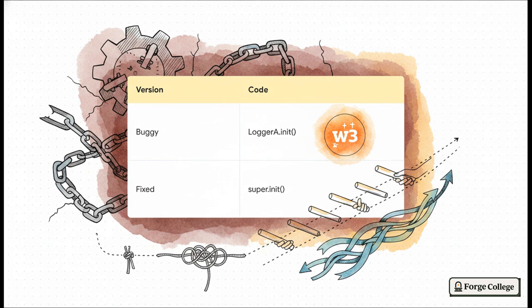Now look at our elegant fix, super.init. By using super, we are dynamically delegating the call to whoever happens to be next in line. We aren't naming names. We are just trusting the linearization process to hand the baton to the right contract.